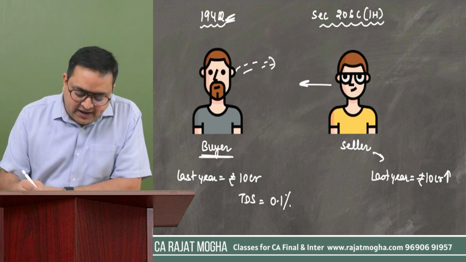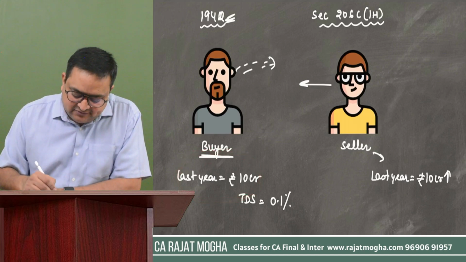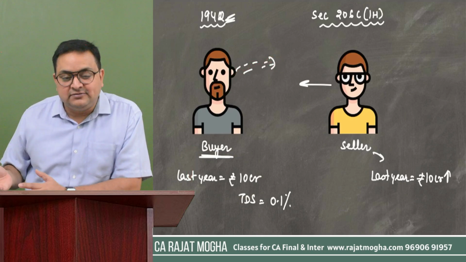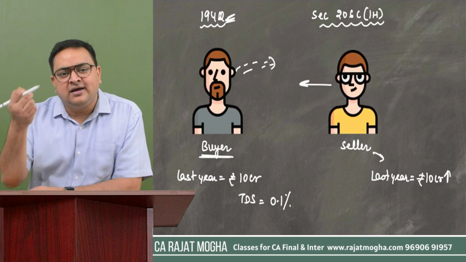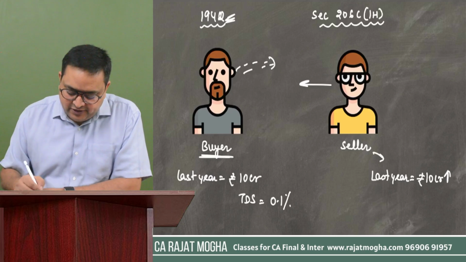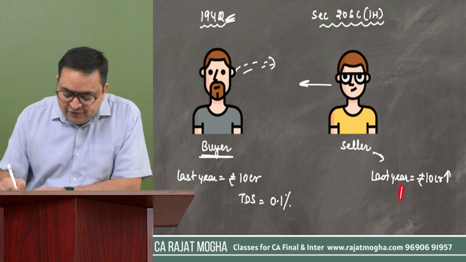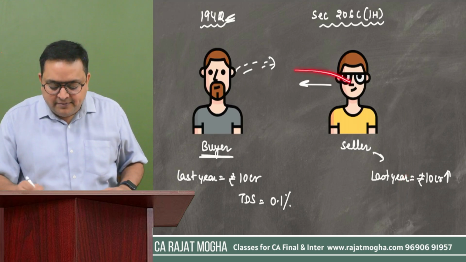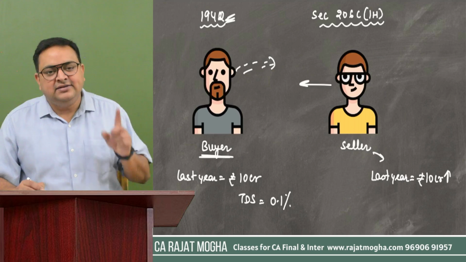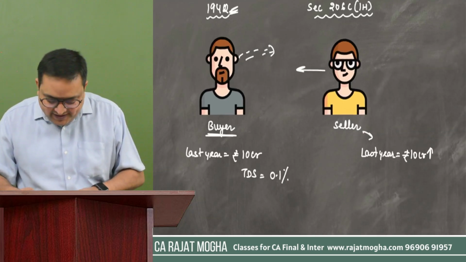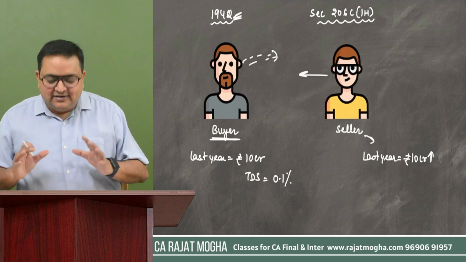So if the buyer turnover is more than 10 crore, and if this person is doing a transaction with the seller in excess of 50 lakh, then you have to deduct TDS at a rate of 0.1%. But if the seller's turnover is exceeding 10 crore, and you are making a transaction of more than 50 lakh, then you have to collect TCS at a rate of 0.1%, right? Okay, let me discuss some cases.